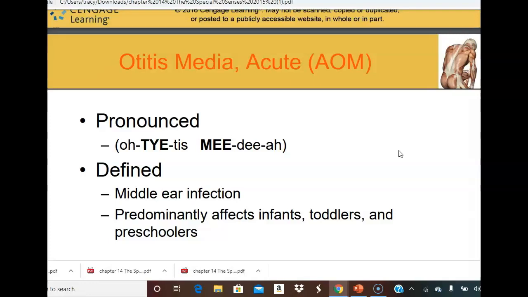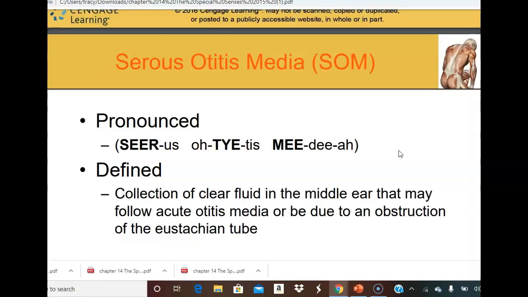And so it's very easy for bacteria from the mouth or nose to climb up that eustachian tube and cause an infection. Repeated cases can cause issues with the ossicles, and we'll see a condition of that in just a little bit.